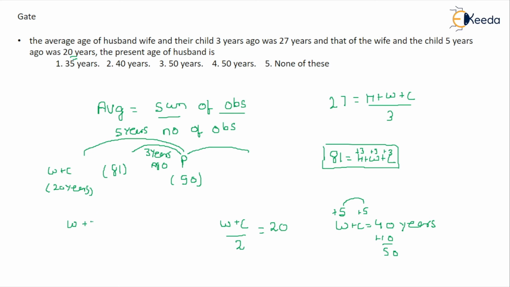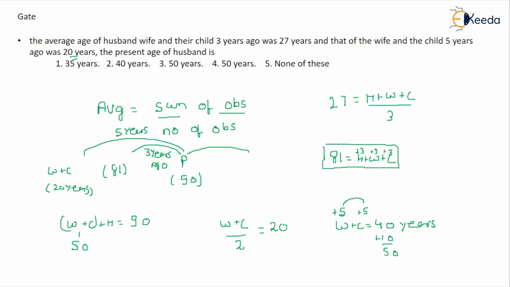Yes, wife plus child plus husband age is 90 at present, right? And if you come 5 years ahead, 5 years back it was 40, the addition of both of them, right? We added 5 years because we are coming to the present. And if 5 years is added, it will be added to wife also and child also, because both of them are coming to present. So if we add that, that is equivalent to plus 10. So 40 plus 10, that is 50. So we know the summation of wife plus child is 50.